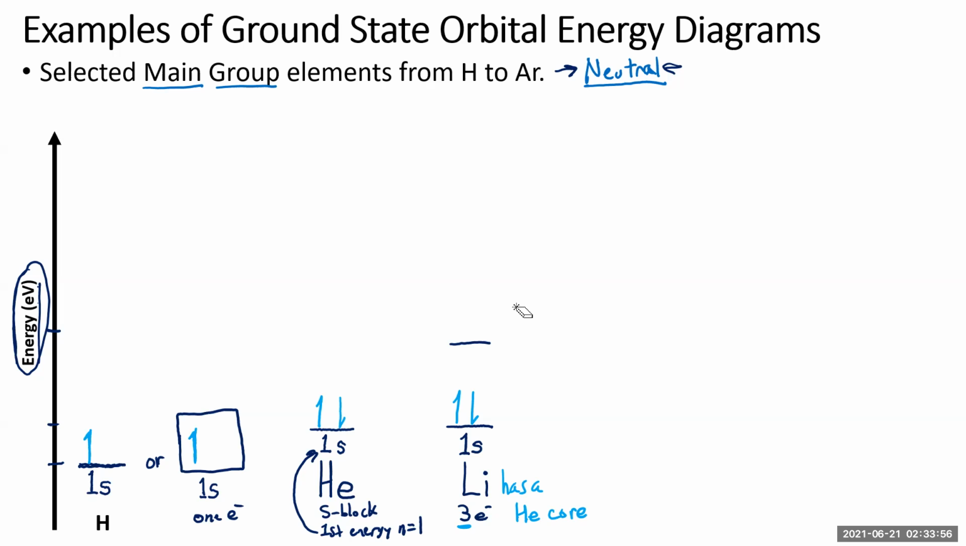Okay, so lithium, 1s. What's the next one? Well, lithium's valence electrons are going to be in energy level 2. But we are still in the s block, so 2s. How many electrons? It only takes one more electron to reach lithium, so I put 1 electron.